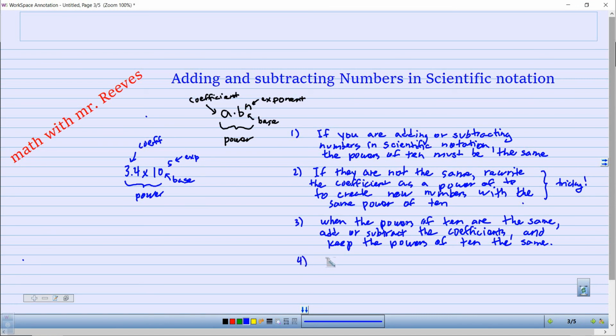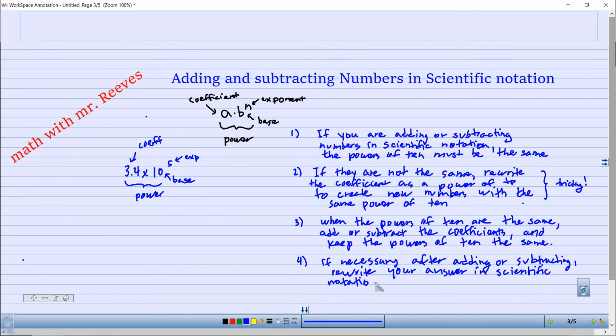All right, and then if necessary, after adding or subtracting, rewrite your answer in scientific notation. You're going, wait, we were doing everything in scientific notation. Why do we have to rewrite it in scientific notation?